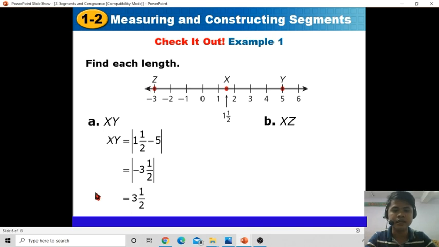The next is XZ. To find the distance of the points X and Z, we just need to subtract negative 3 from 1 and 1/2.